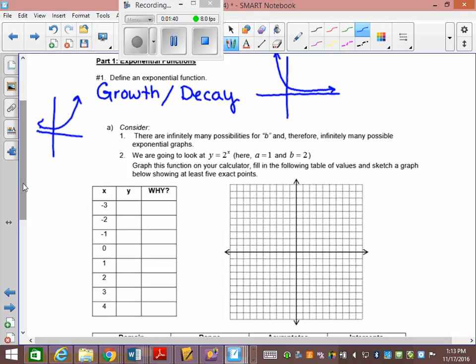So consider there are infinitely many possibilities for b, and therefore infinitely many possible exponential graphs. So we're going to look at the exponential equation. It's in the form y equals a b to the x. We're going to look at transformations of it tomorrow. They don't give you that version of it, so if you look up the laws of logarithms and the growth and decay, these are the formulas you're using for these two chapters.